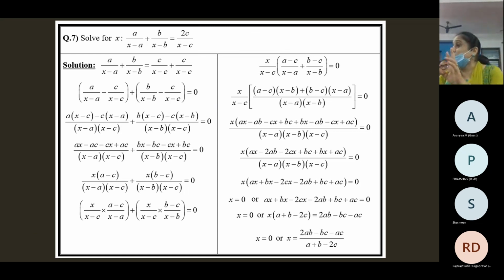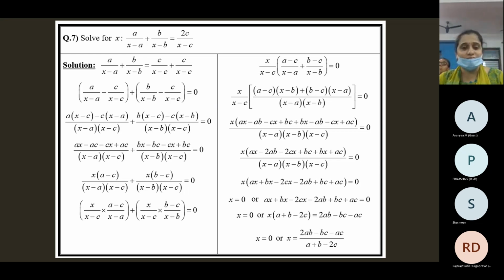This is similar to that sum. On the RHS, we had 2. We wrote 2 as 1 plus 1. We took it to the other side as minus 1 minus 1, minus 1 with one term and the other minus 1 with the other term. Remember? So like that here, 2c by x minus c.